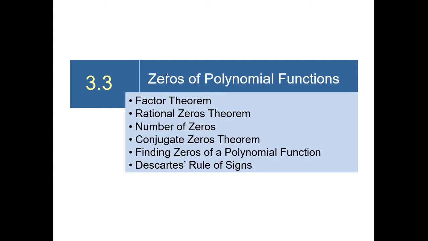In section 3.3, we're going to look at zeros of polynomial functions, the factor theorem, rational zeros theorem, number of zeros, conjugate zeros theorem, finding zeros of a polynomial function, and Descartes' rule of signs.